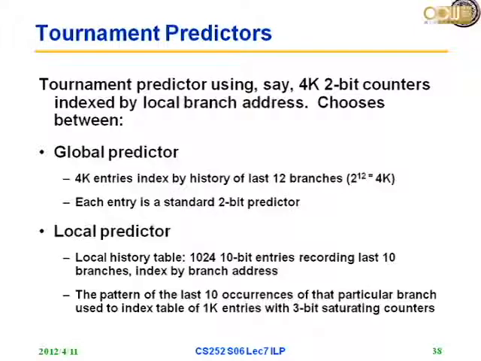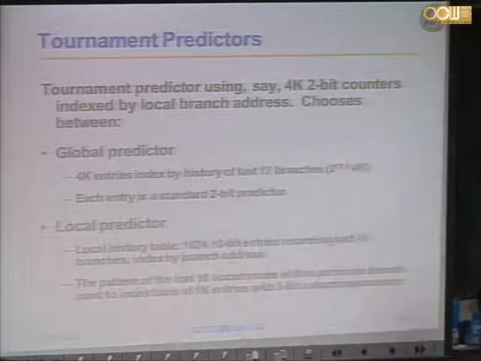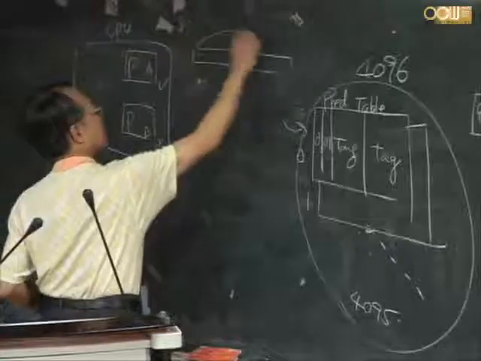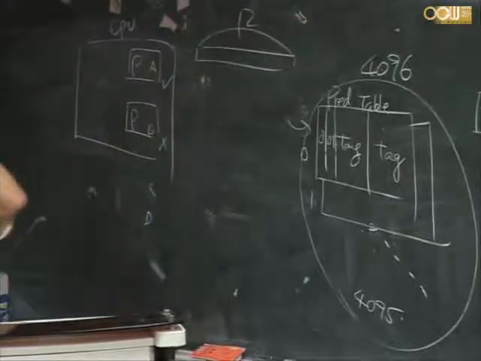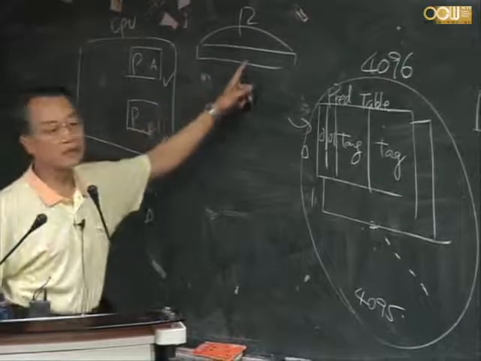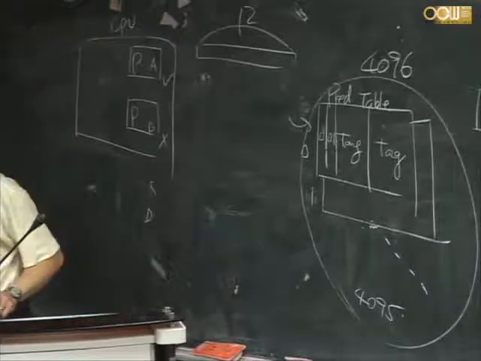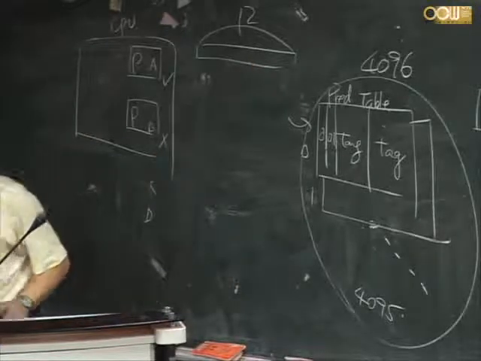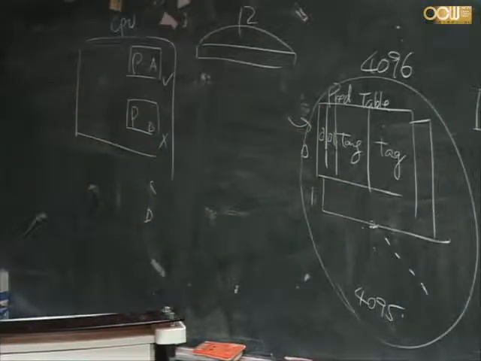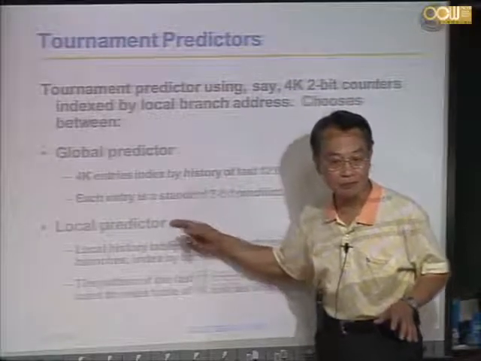So here we have global predictor, local predictor. What do I mean? I have erased some of it. Remember, I kept the record of the past 12 branches? That's the so-called global information, or global predictor. And each of these tables is called a local predictor, or local prediction table.